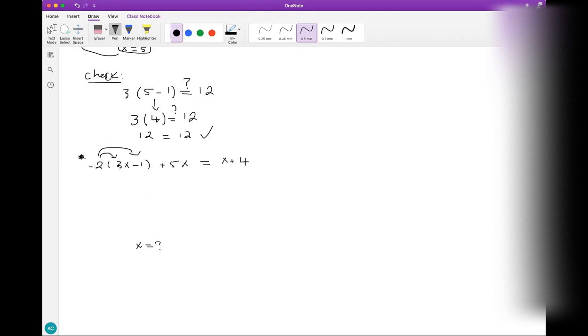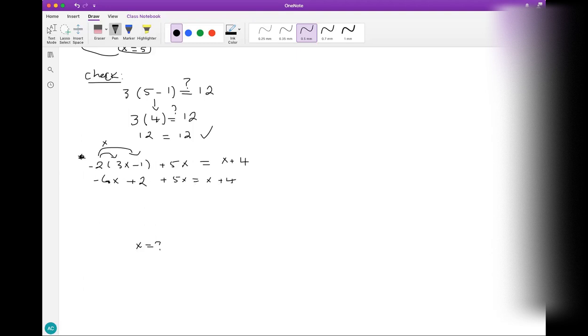So negative 2 times 3x, that's negative 6x. Negative 2 times negative 1, that's positive 2. Again, when you distribute, you multiply. So you're using the rules of multiplication. Bring this down, 5x. And no parentheses, no like terms to combine. This side stays the same for now.